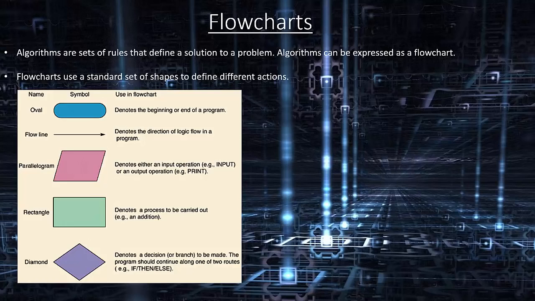A flow line denotes the direction of logic flow in a program. Parallelograms denote either an input operation or an output operation. Rectangles denote a process to be carried out, and diamonds denote a decision or branch to be made. The program should continue along one of the two routes.